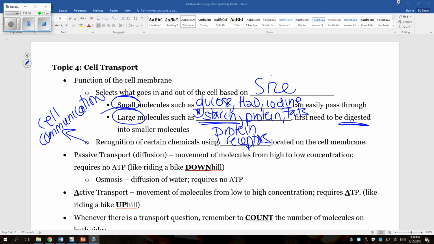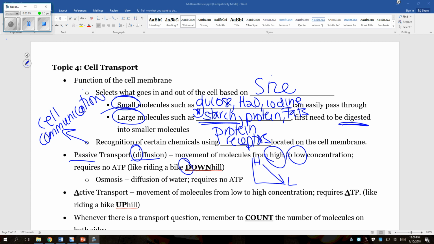Diffusion is the movement of molecules from high to low concentration. Remember, this doesn't require any energy. It's like riding your bike downhill. So I always try to remind you, remember, diffusion and downhill, the two D's go together. The easiest way to remember this is to make sure that you draw your little graph. When we're talking about going downhill, it's like we start at the highest point. So here I have my high. It's like I'm going downhill and then I'm going to my lowest point.